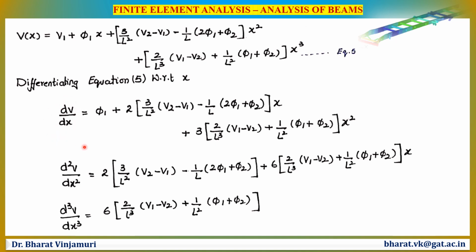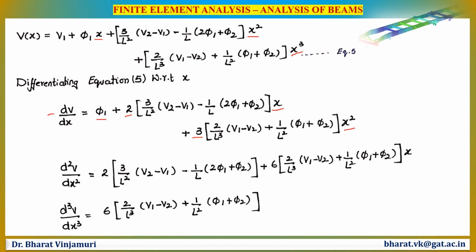So here we go, dv by dx, the first order differentiation. Since v1 is constant, it ends up as 0 here. You do not have any v1 value here. And for phi 1, since we have x as a constant multiplier, it will leave only phi 1. And since we have x square, it will end up with first order differentiation 2x. And here we have x cube, so it will end up with 3x square. Remaining things will be constant and will remain as they are.